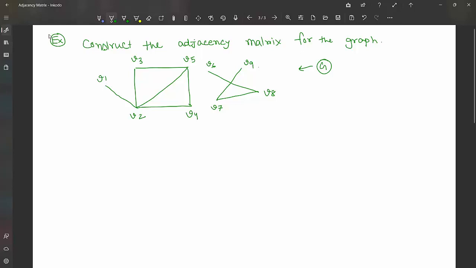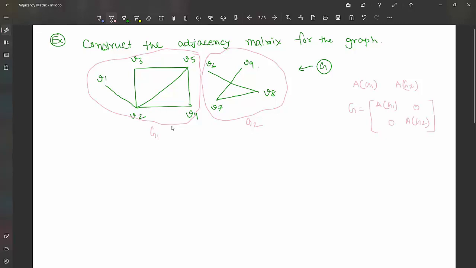That means these are two connected components. So this is one component and this is another component. So that means this is G1 and this is G2. So what you have to do is calculate AG1 and AG2, and after that your G will be formed like this: just place this AG1 and AG2 diagonal-wise and fill the other values with 0. So this will be your adjacency matrix for the given graph G.